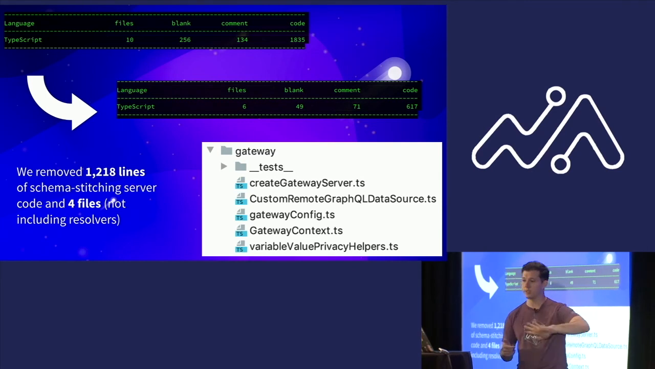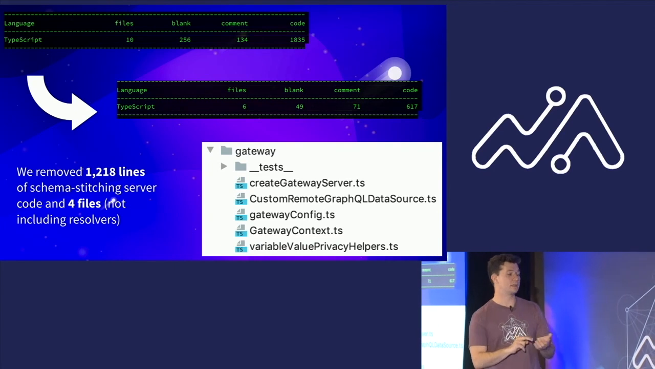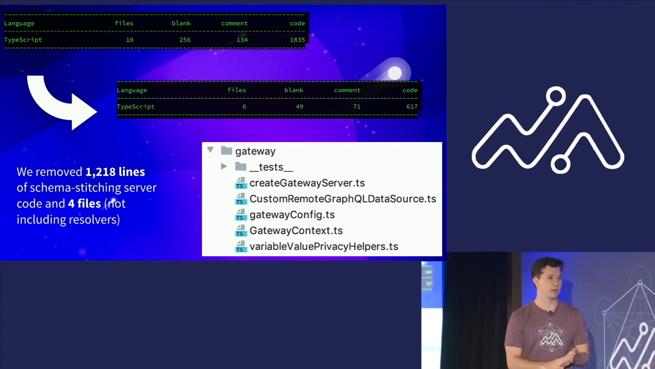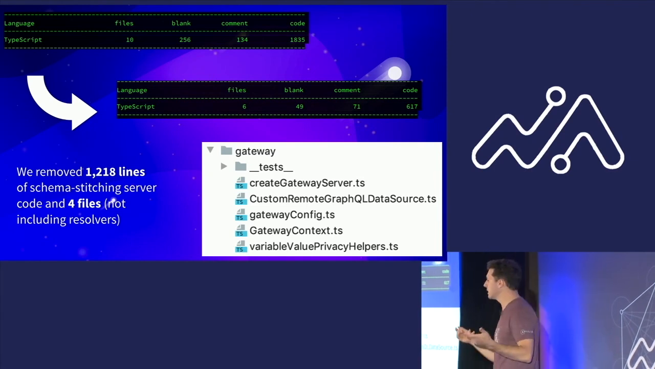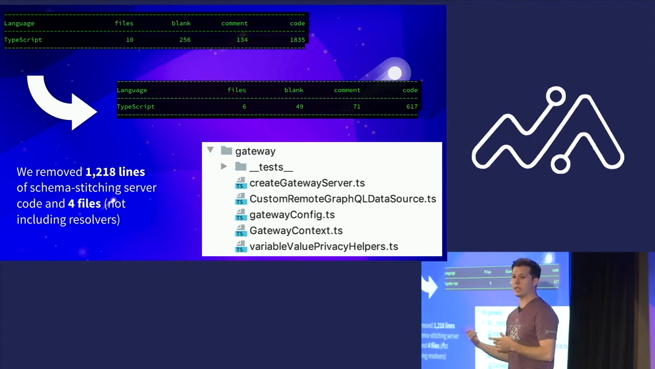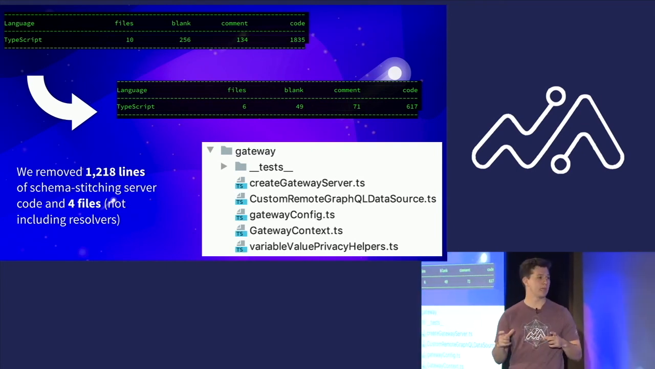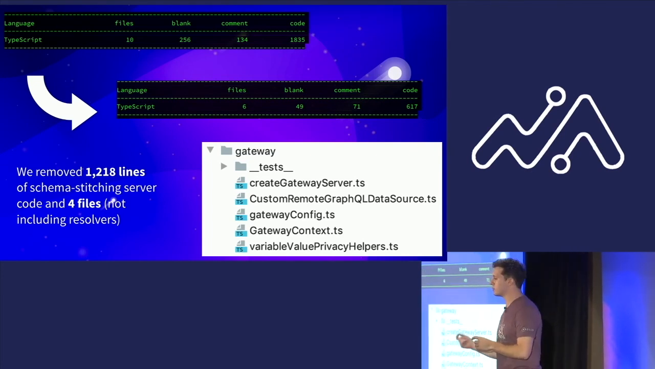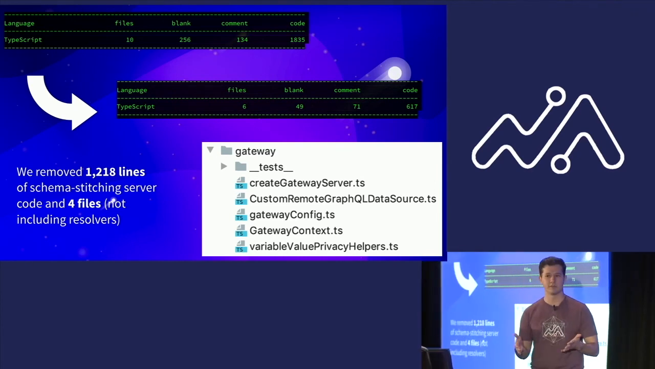And we have a much cleaner gateway now with the idea that it creates a server, has some config. Most of this is rate limits and things like that. Some context, which there's not very much in, just where to proxy. Because our gateway is responsible not only for being a gateway, but also for proxying for webhooks and things like that, as well as some helpers for observability, like never sending out variable values that could be sensitive personal information.